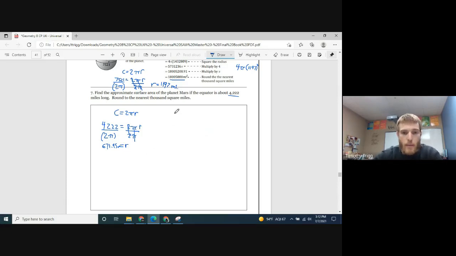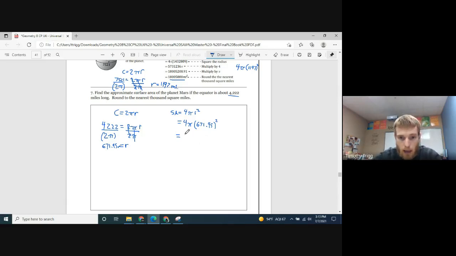Now that we have the radius, we can find our surface area, because the surface area of a sphere, as we know, has the formula 4 pi r squared. So that's going to be 4 times pi times the radius, which is 671.95 miles, squared. Let's go ahead and multiply that out. You do the squared first, so let's go ahead and square that. I got a pretty big number, 451,519, something like that, times 4 times pi.